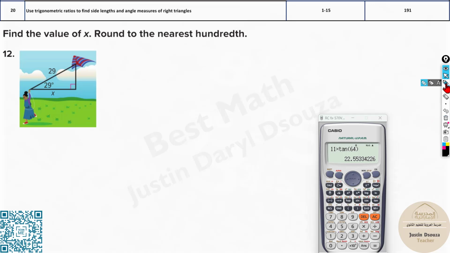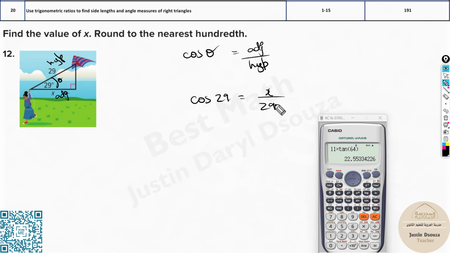And here again we have one more problem. Same, the figure is given, theta, opposite is unknown, hypotenuse is known, and adjacent side is known. Adjacent and hypotenuse is given by cosine theta, that is adjacent by hypotenuse. So all you need to do over here is cosine 29 degrees will be equal to adjacent, x, by hypotenuse, 29. So you can take this 29 to the other side and multiply it with cosine 29 degrees, and the answer is 25.36.